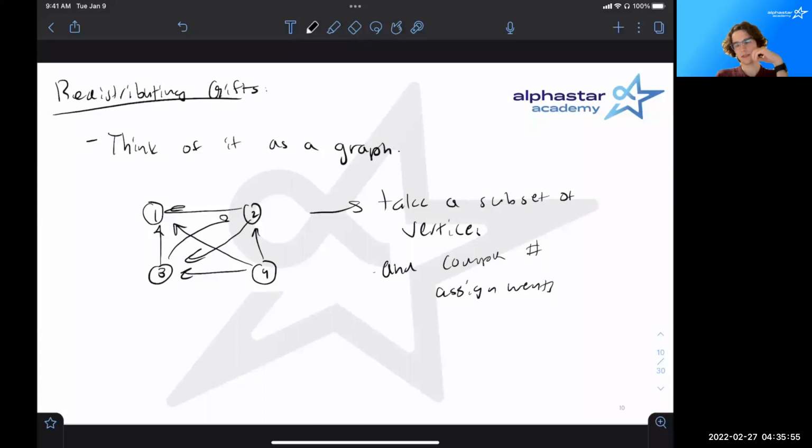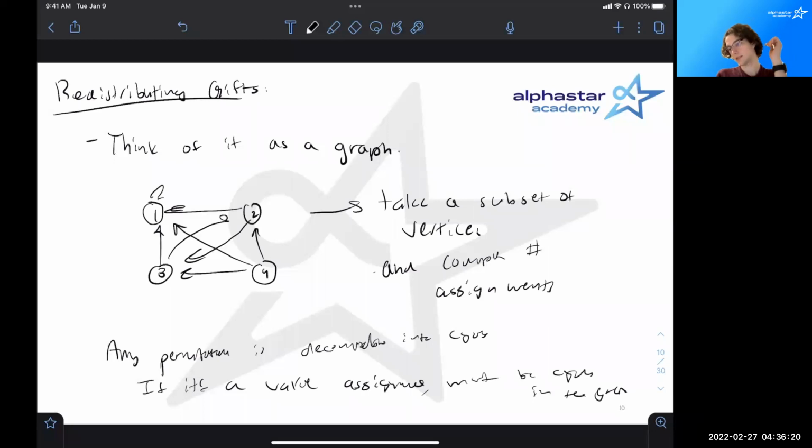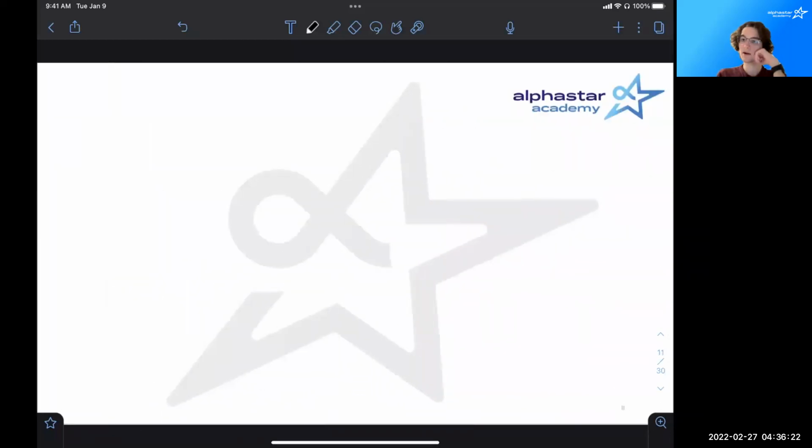Because every permutation is decomposable into cycles. And of course, the cycles, if it's a valid assignment, must be cycles in the graph. But of course, you're allowed to point 1 to itself. So that doesn't count. Another thing to think about is, I don't know, there's a concept of matchings on a graph.